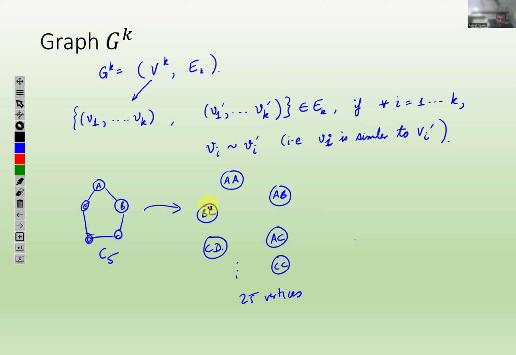So is AA similar to BC? Well, A is similar to B, but the second coordinate A is not similar to the second coordinate C. So I'll not draw an edge. What about AA and AB? The first coordinate A is similar to the first coordinate A here, and the second coordinate A is similar to the second coordinate B. So here there'll be an edge. What about AB and AC? Is there going to be an edge or not between them?